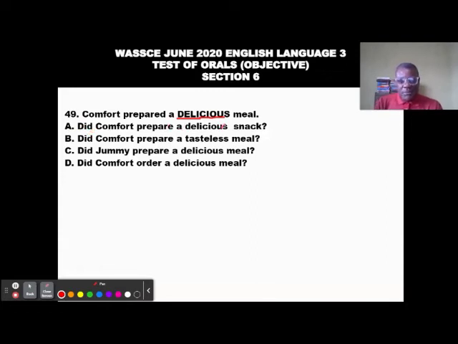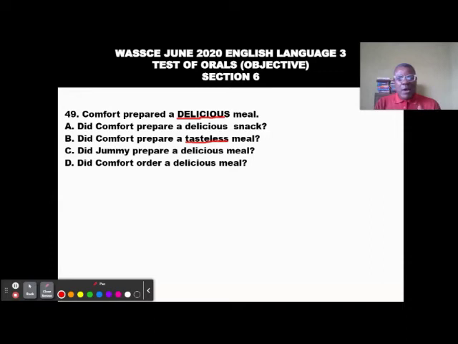A, did Comfort prepare a delicious snack? B, did Comfort prepare a tasteless meal? C, did Johnny prepare a delicious meal? D, did Comfort order a delicious meal? The correct option is B, because tasteless is the opposite of delicious. And so the question is, did Comfort prepare a tasteless meal? The answer is no. Comfort prepared a delicious meal.